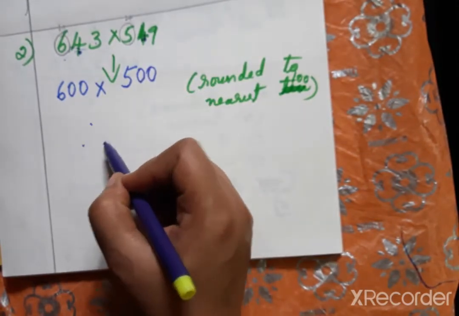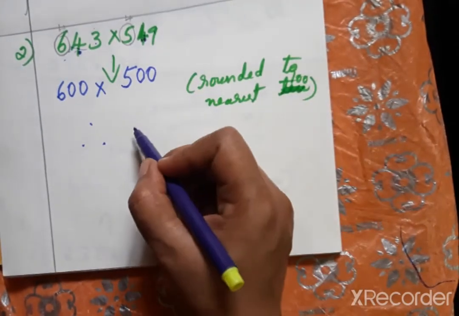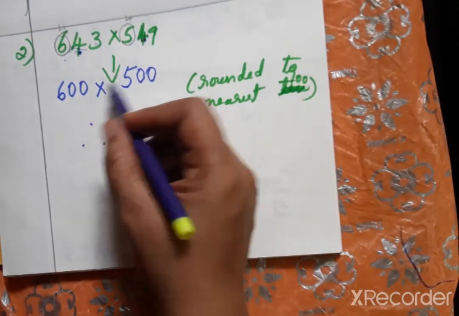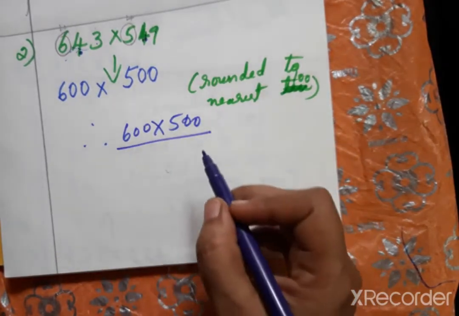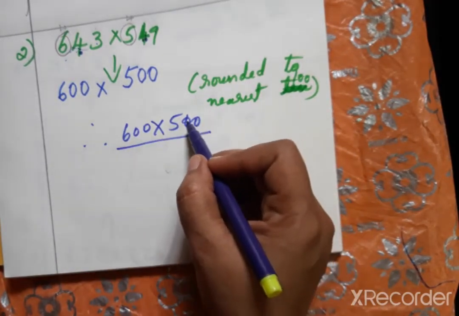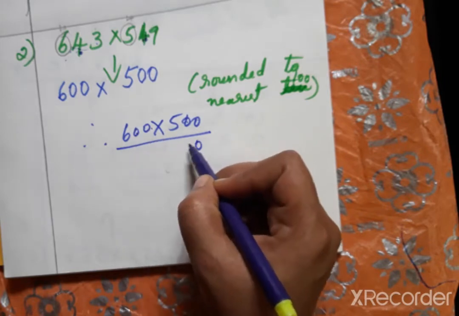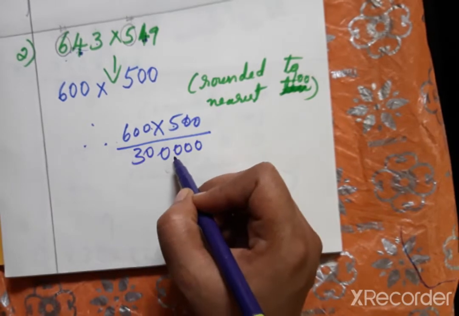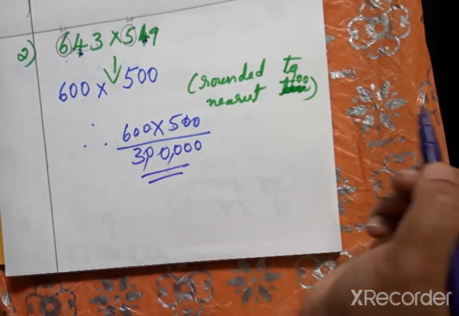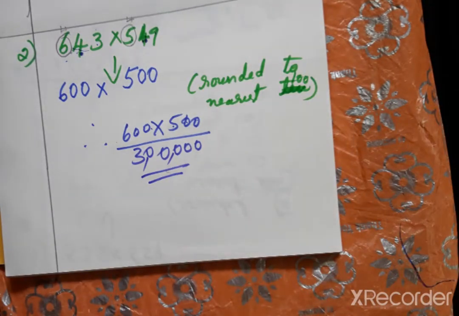Now rounded to the nearest 100 place: 600 into 500. When the last digits are in 0 form, we can multiply directly. Write 1, 2, 3, 4 zeros. 5 sixes are 30. Answer is 3 lakh.